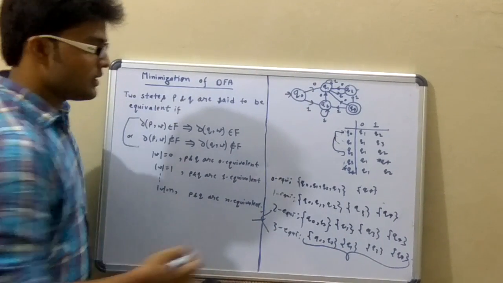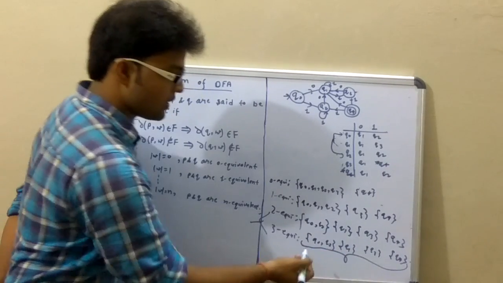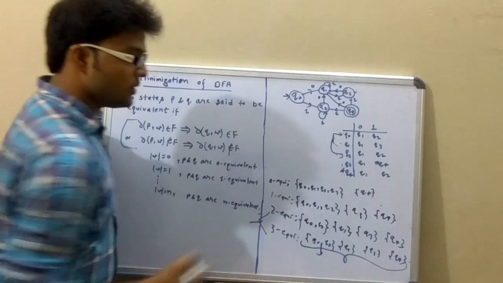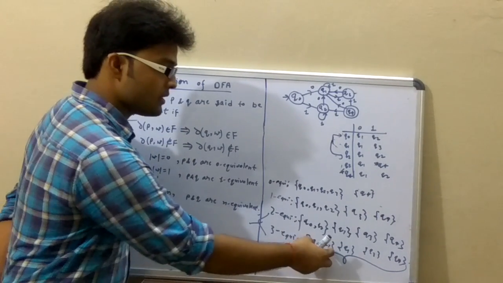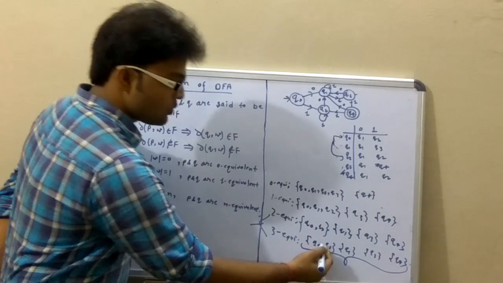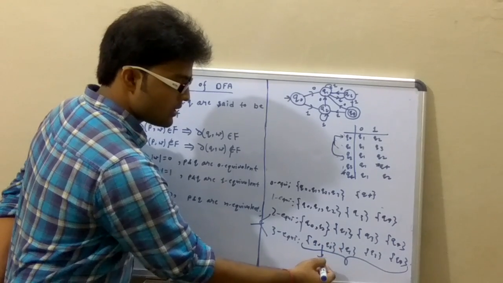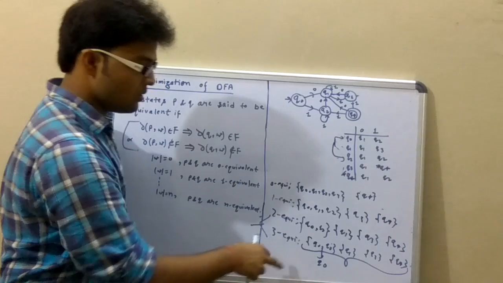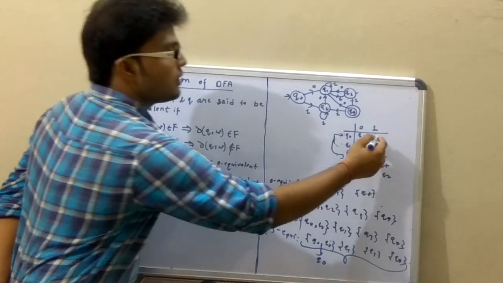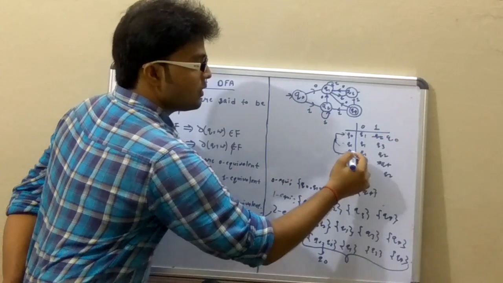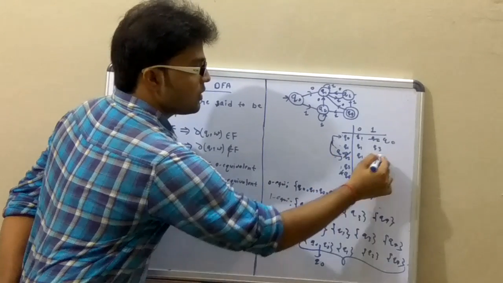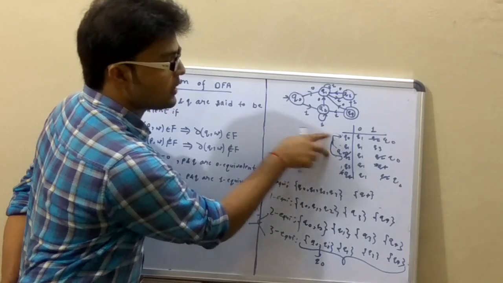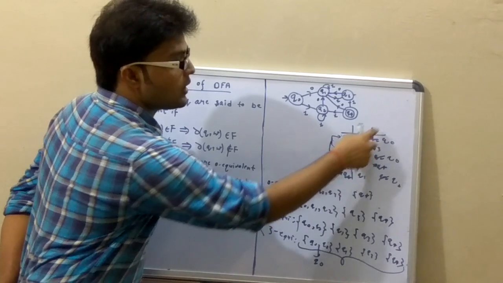of the automata. Since there are two states in the set, we can use any of the states to represent this entire set. We can choose Q0 as the representative of this set. So we will replace Q2 by Q0, Q0, Q0, Q0 and Q0.